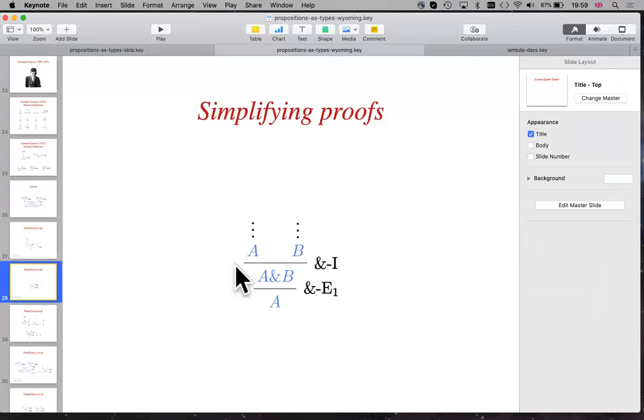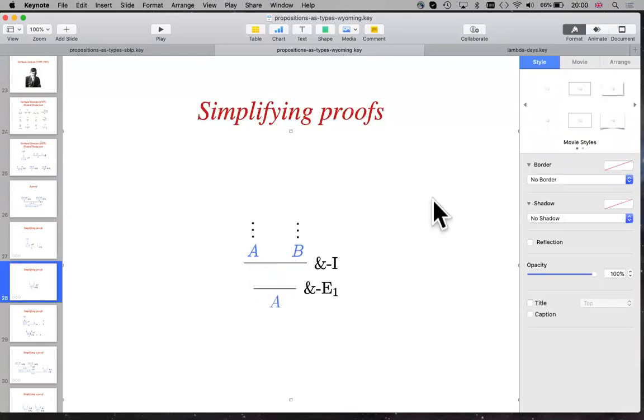So we've got a proof of A and a proof of B, and that gives us A and B, but then elimination gives us A. Oh wait, we've got a much more direct proof of A. It's right here, so we can just copy that down. So we can always simplify to get rid of these intermediate formulas.